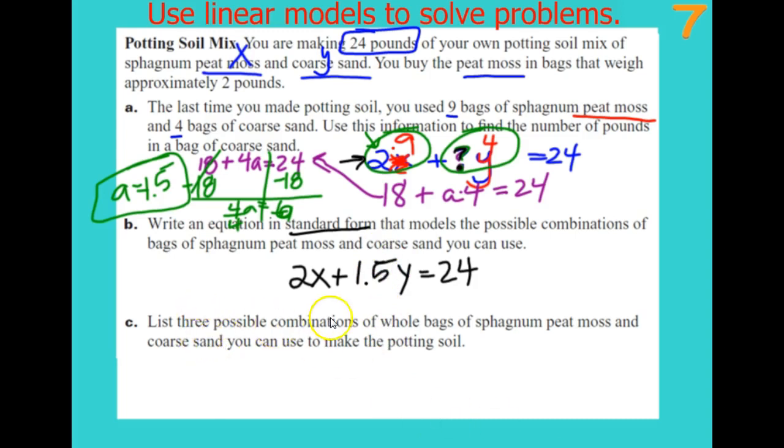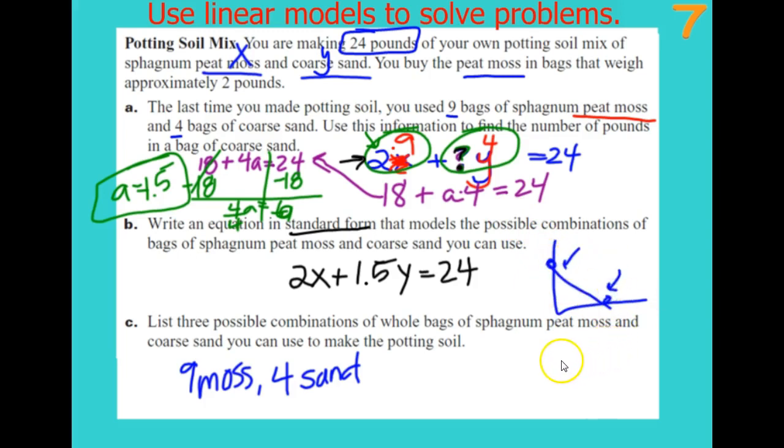And then it says list 3 possible combinations of whole bags of peat moss and coarse sand you can use to make the potting soil. Well, they already gave us one of them. We know that you could have 9 bags of peat moss and 4 bags of sand. That would give us a total weight right here. We could also graph this using our x and our y intercepts to find 3 different possible combinations.